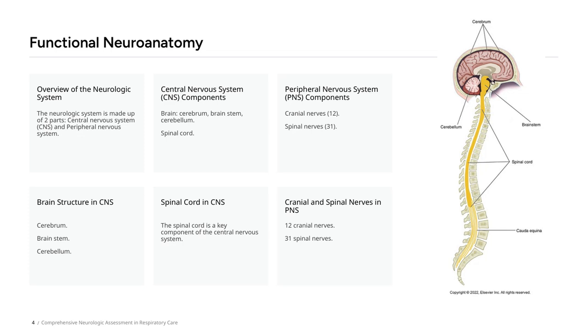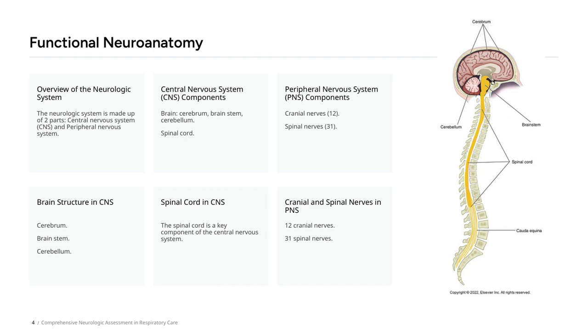First, we have the cranial nerves. There are 12 of them, and they play crucial roles in controlling many functions, including those related to breathing. Then, there are 31 spinal nerves, which also contribute significantly to our nervous system's function. These nerves are part of what we call the peripheral nervous system, or PNS. The spinal cord is a vital component of the central nervous system, or CNS, connecting the brain to the rest of the body. Speaking of the CNS, it encompasses the brain structures like the cerebrum, the brain stem, and the cerebellum, all of which coordinate complex functions, including respiratory regulation.